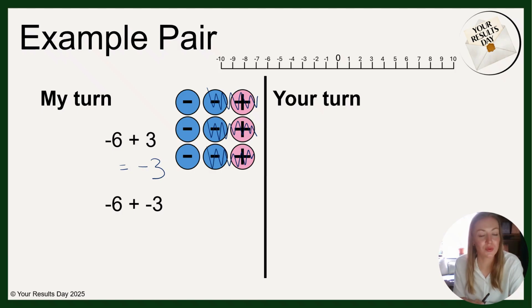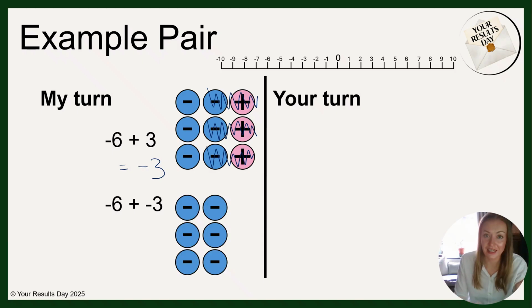Multiplying 2 negatives will give a positive. In this case, we will not get a positive answer. Let me show you why. Here are my first 6 negatives to represent the -6, and then we are adding -3, so we're adding 3 more negatives. What we've got altogether here is -9.